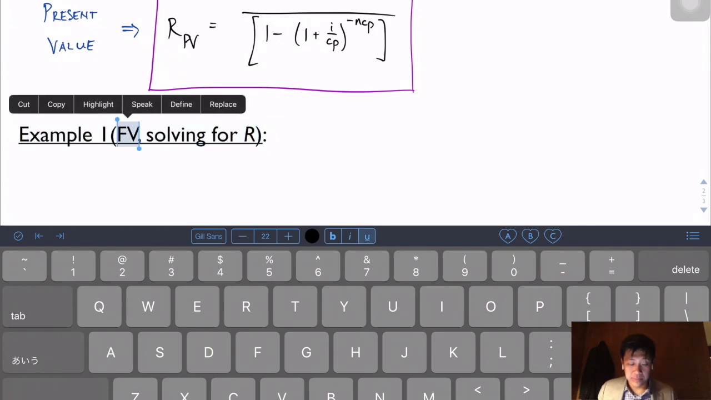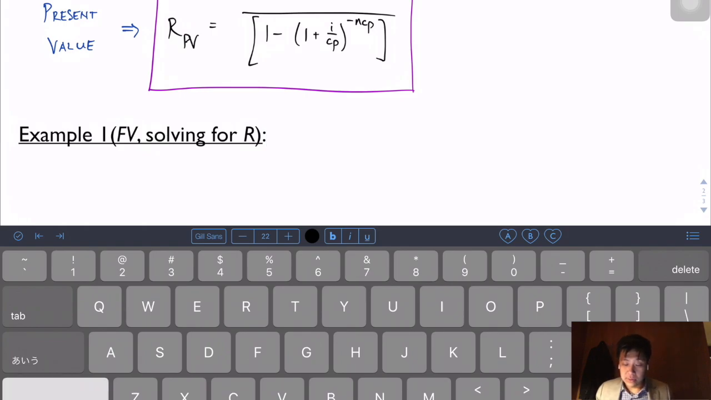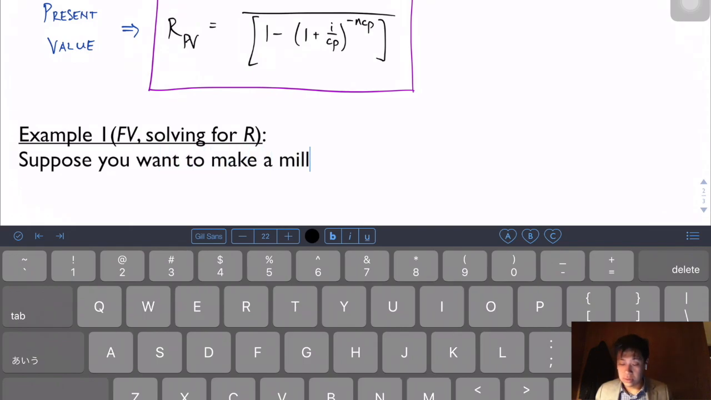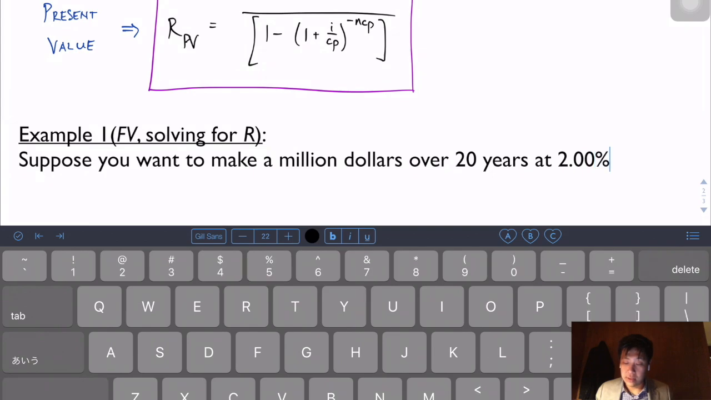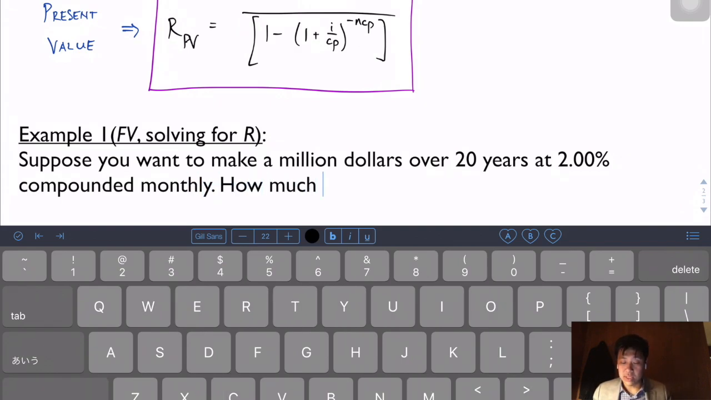So here's the problem. Okay? Suppose you want to make $1 million over 20 years at 2% compounded monthly. And the question here is asking how much needs to be deposited each month to make this goal.